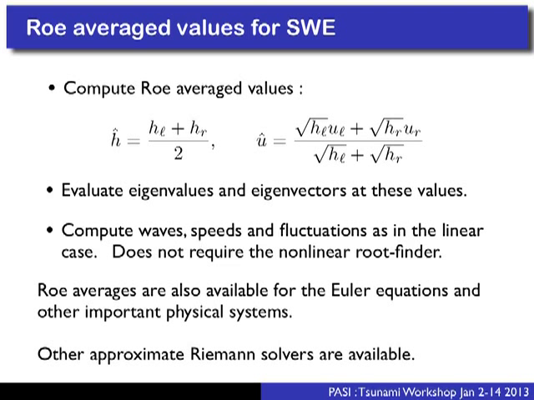And then there are other important physical systems. And in fact, there's a fair amount of effort into trying to find these things for other physical systems. I might mention that not everybody is a fan of Roe averages, using what's called a Roe solver or a Roe scheme. And it does have some issues with preserving positivity and things like that. So there are also lots of other approximate Riemann solvers which attempt to somehow avoid this root finding that you might have to do in solving the exact Riemann problem.